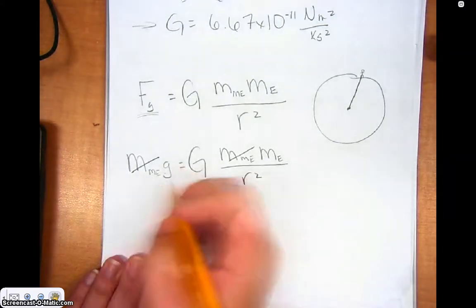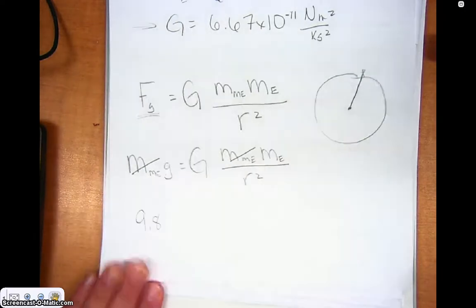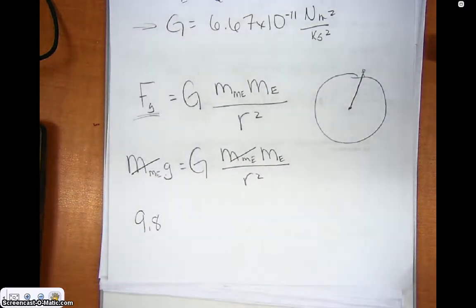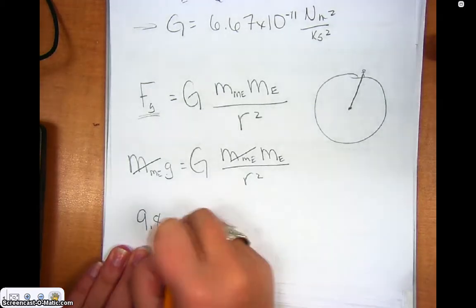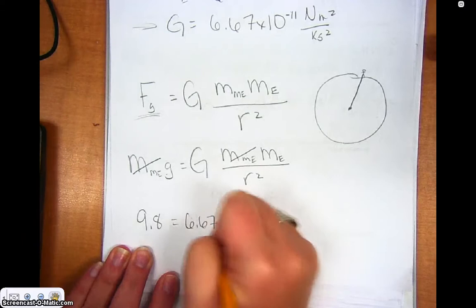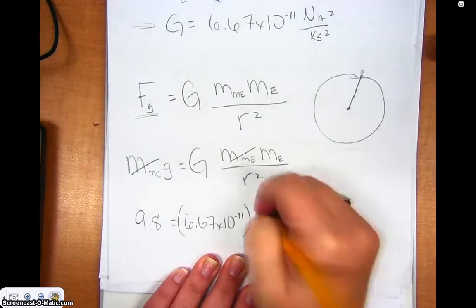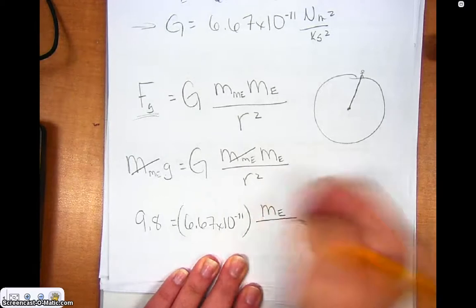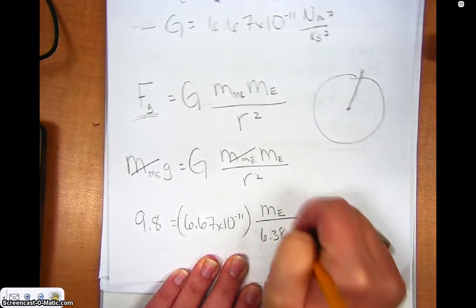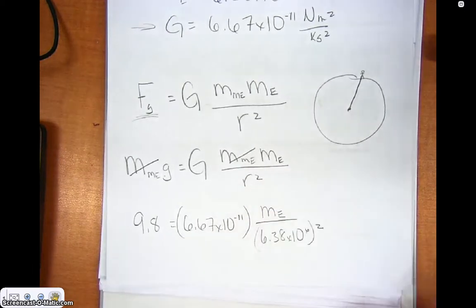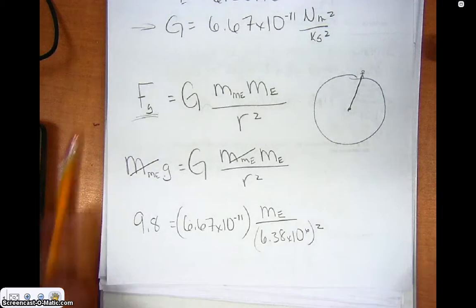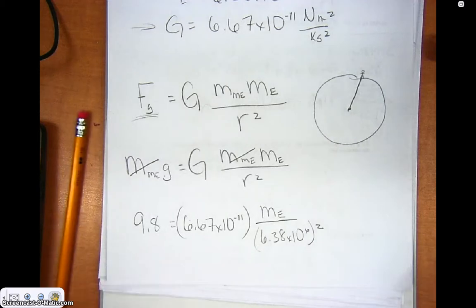So I know that gravity is 9.8 meters per second squared, and that's something that we can calculate just by dropping things over and over and measuring time. We can actually figure out gravity, okay? And 6.67 times 10 to the negative 11th is the constant. And then the mass of the Earth is what I'm trying to find, all over 6.38 times 10 to the 6th squared. So this is actually how we figured out the mass of the Earth. So let's go ahead and calculate this out.